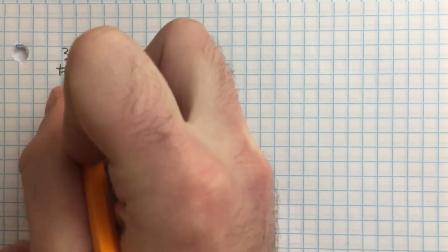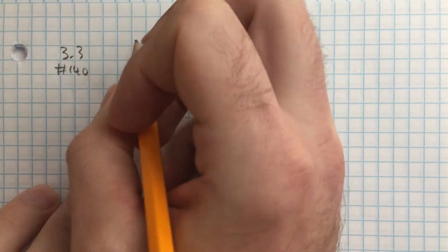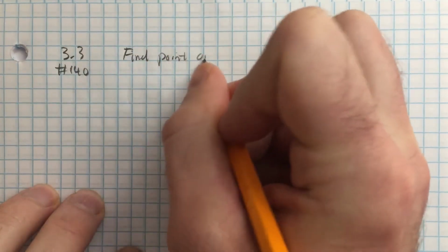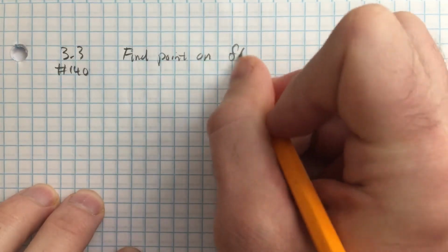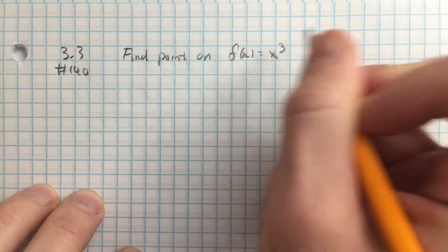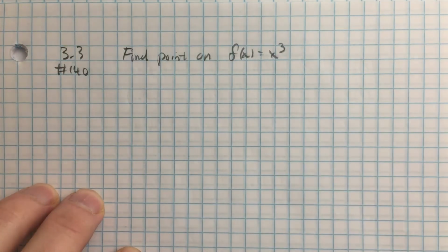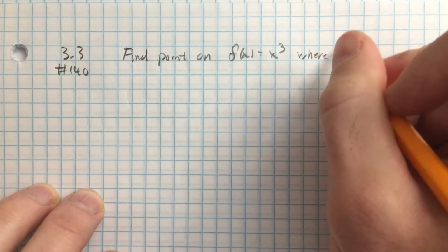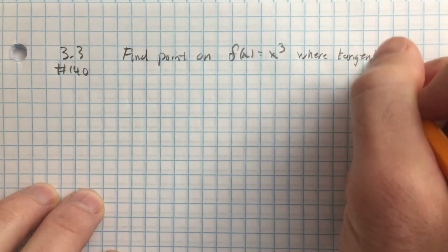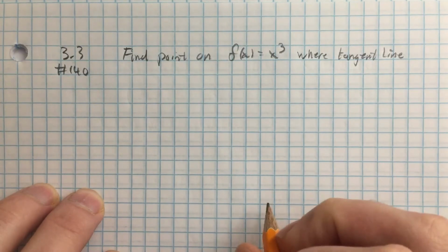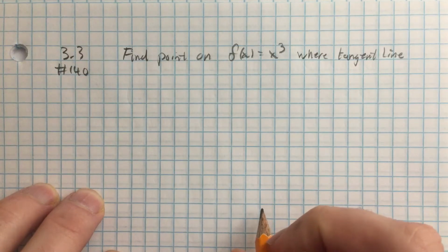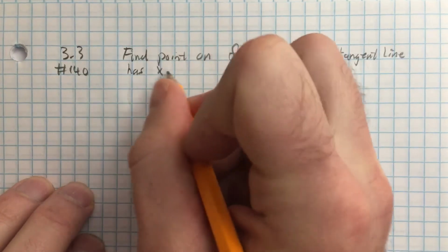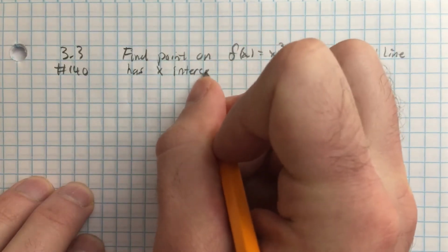3.3, number 140. Find the point on f of x equals x cubed where the tangent line has an x-intercept of 6. A little more intricate problem.